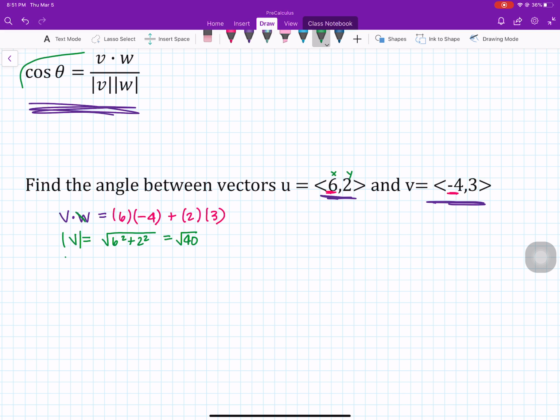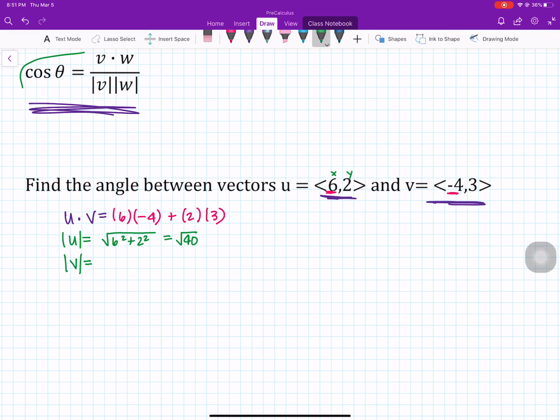Oh, this is a vector. Sorry, these are vectors u and v, excuse me. Let's adjust this. This is actually vector u that we just found here. Now let's do vector v.